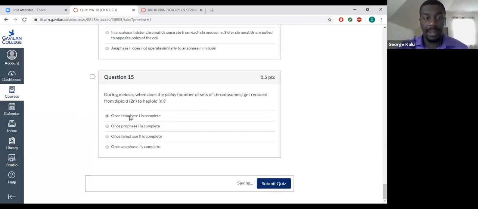Yeah, so it's going to happen after telophase 1. Remember, at the beginning of meiosis 1, we have two sets of chromosomes. When telophase 1 occurs, we undergo cytokinesis, and then we separate each of those sets of chromosomes into their individual cells. At that point, you have just one set of chromosomes, so you have a haploid cell. Perfect.